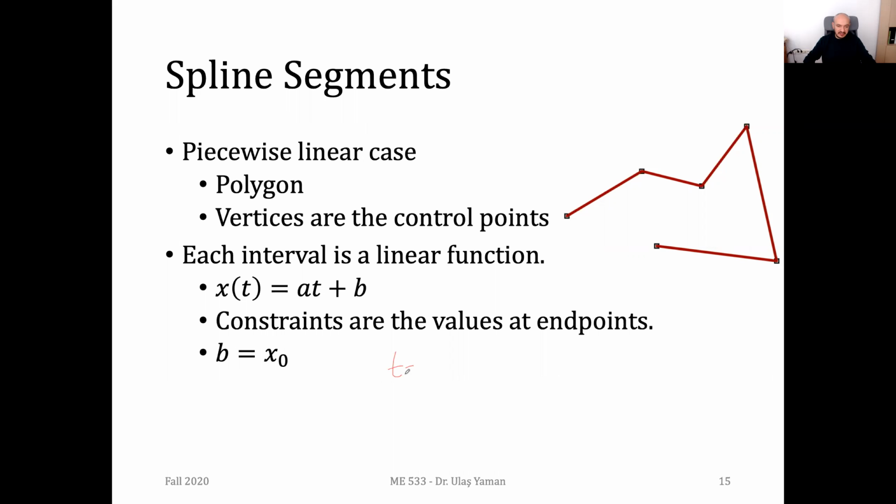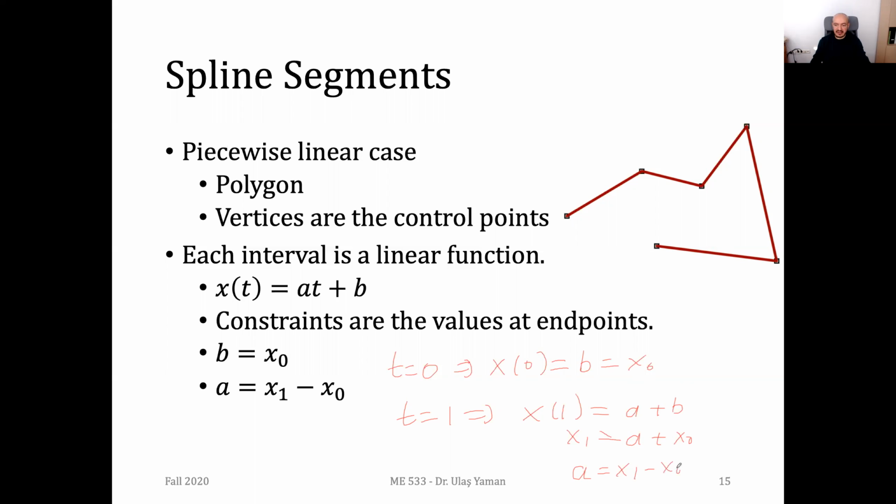Let's say t is equal to 0, our x of 0 will be equal to simply b, and this is equal to x0. And for t equals 1, our x of 1 will be equal to a plus b, right? And I know that b is equal to x0, and on the other hand, this one is the last point, the ending point, x1. So we can simply represent a as equal to x1 minus x0.